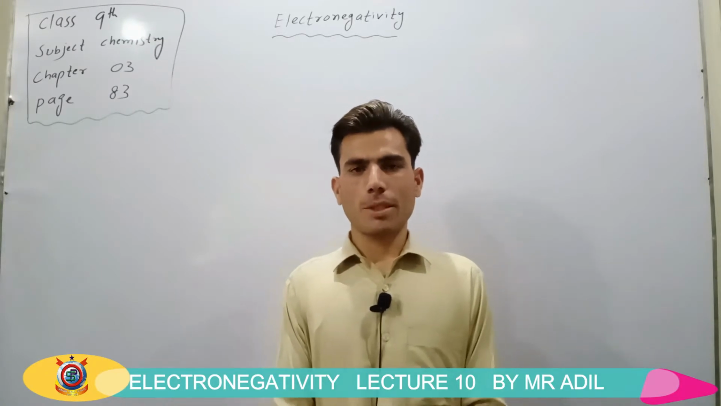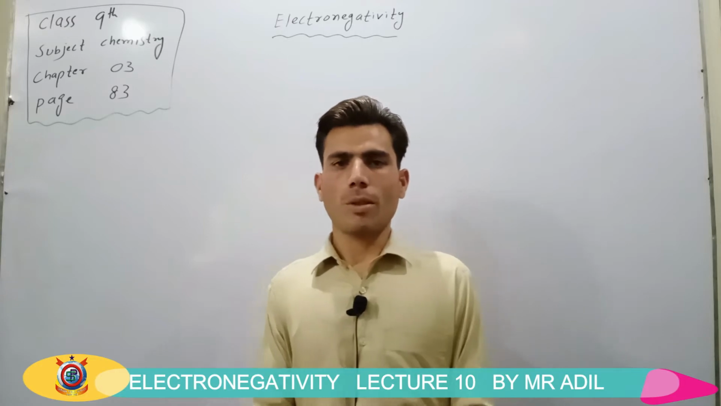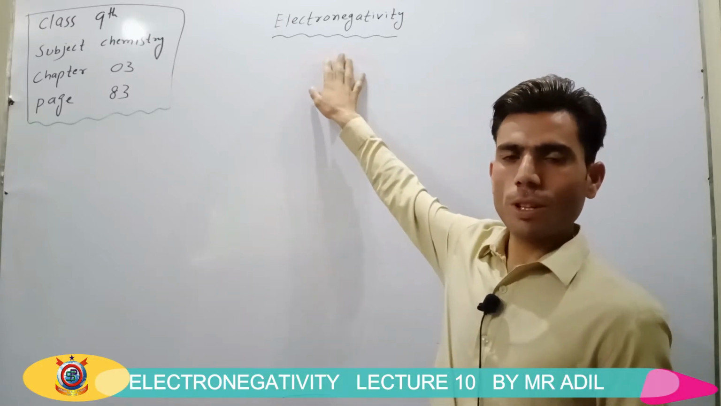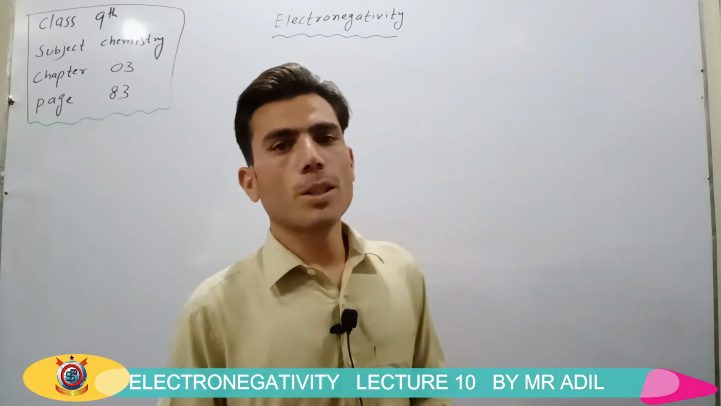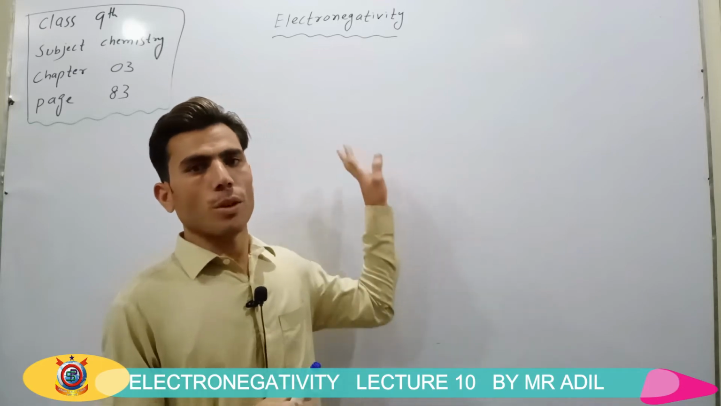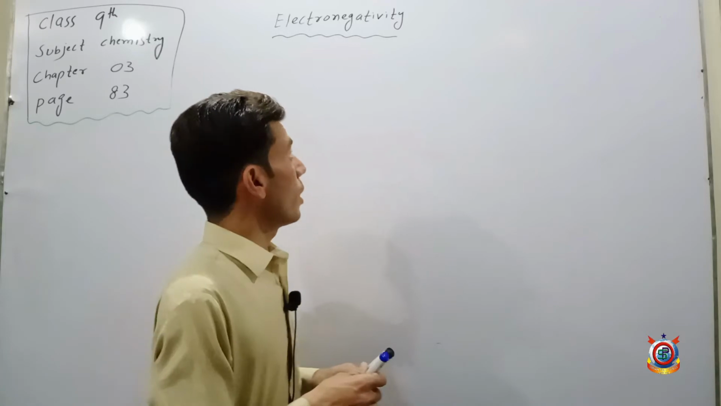Class 9, subject chemistry, chapter 3, page 83. And today our topic of discussion is electronegativity. Dear students, electronegativity is a property associated with atoms when they are chemically bonded to each other.